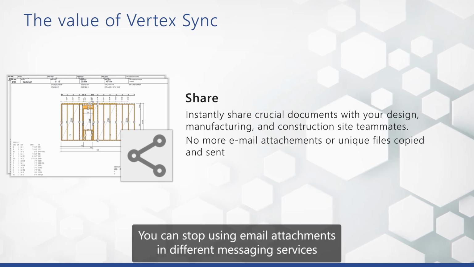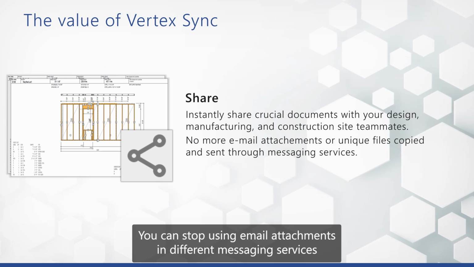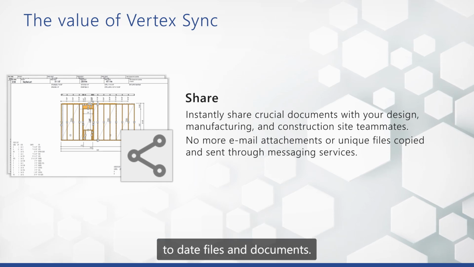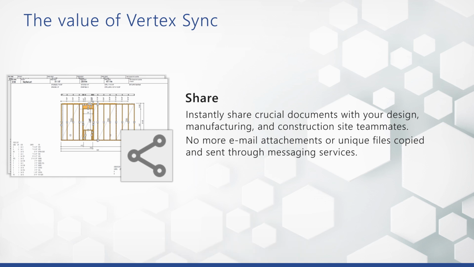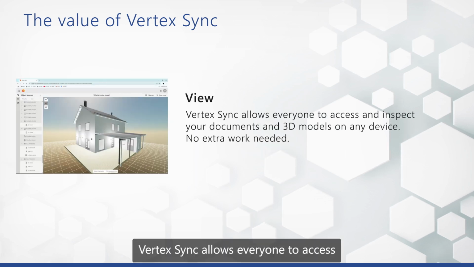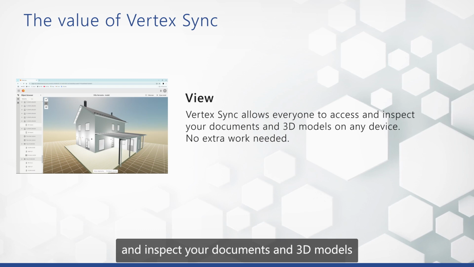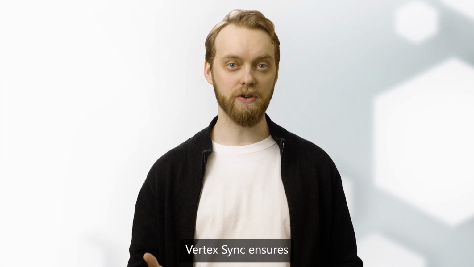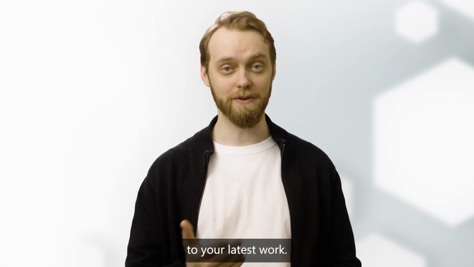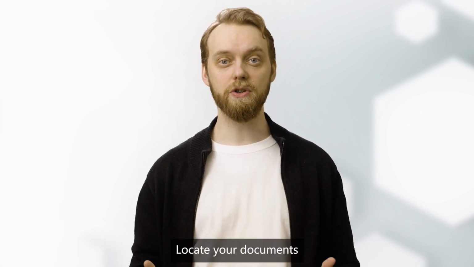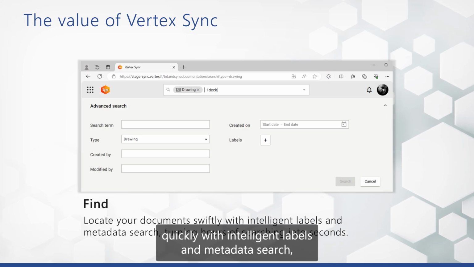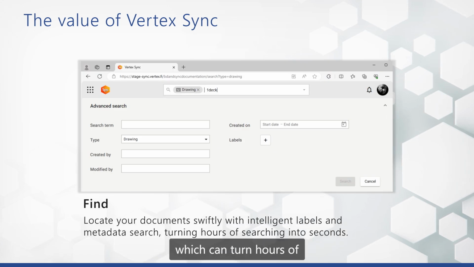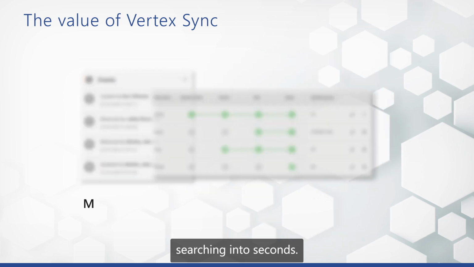You can stop using email attachments and different messaging services to deliver crucial and up-to-date files and documents. Vertex Sync allows everyone to access and inspect your documents and 3D models on any device without you having to do a thing. Vertex Sync ensures everyone is always connected to your latest work. Locate your documents quickly with intelligent labels and metadata search, which can turn hours of searching into seconds.